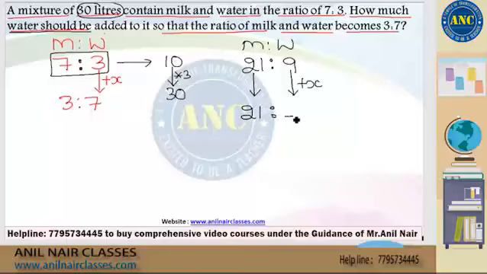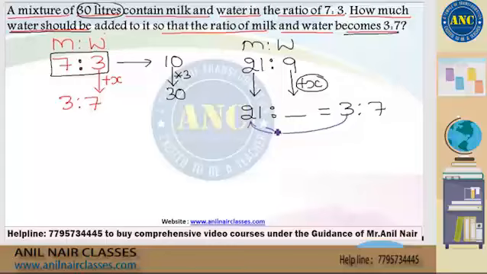This is 21 is to something, and because I am adding some water, the ratio becomes 3 is to 7. Again, logically, if you think, according to the ratio 3 is milk, but the question says 21 milk. 3 into which number is 21? 3 into 7 is 21. 7 also multiply by 7. 7 into 7 is 49.